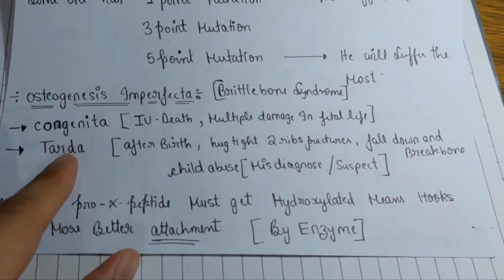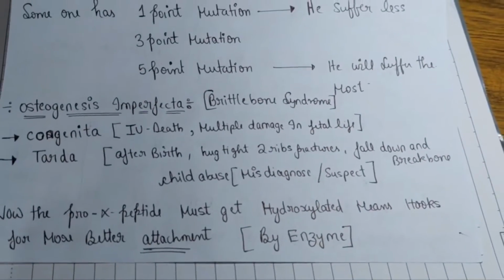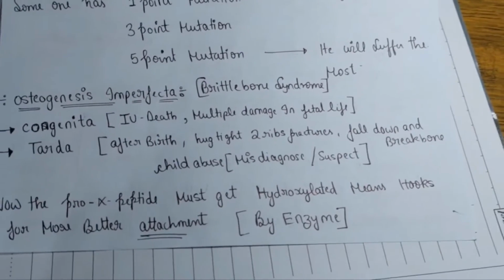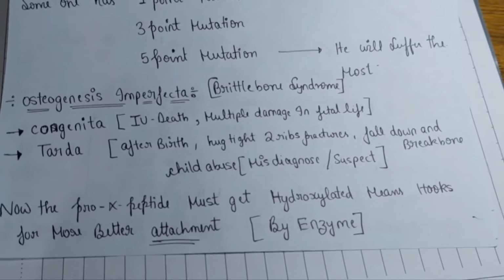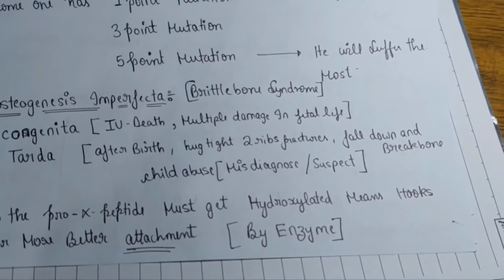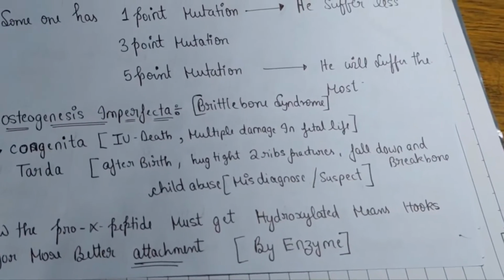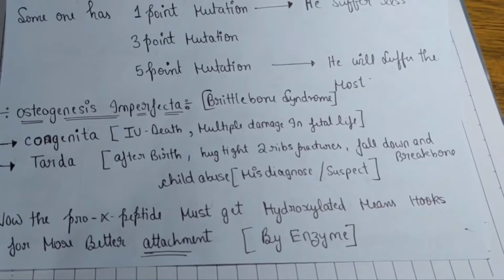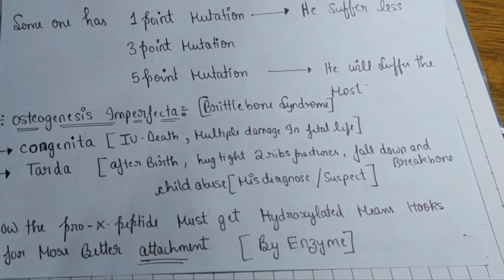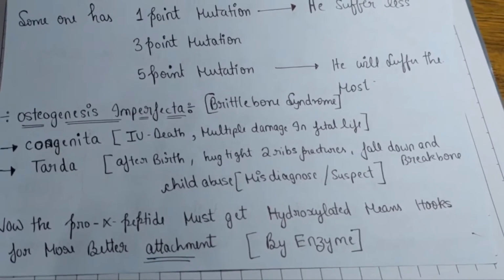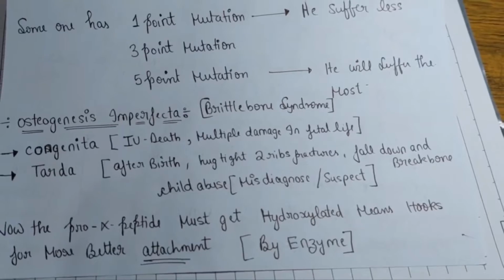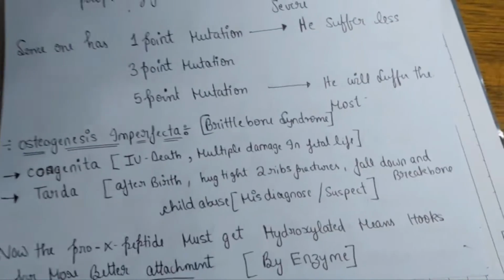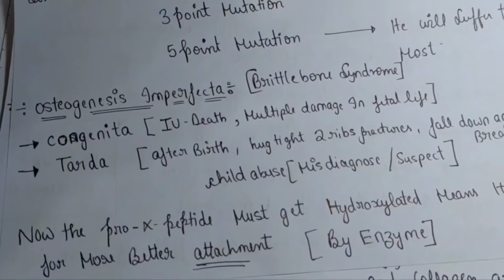Then we have osteogenesis imperfecta tarda, which happens after birth: the baby survives till birth but his bones are still weak. For example, if you hug the baby, maybe his ribs will break, or if the baby falls down, the sternum breaks. And usually when such patients are taken to hospital, the doctors confuse the diagnosis and think that the baby has undergone child abuse, and a case can be made against the parents. So that is osteogenesis imperfecta tarda.